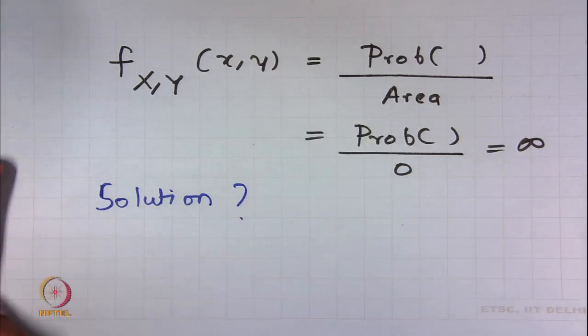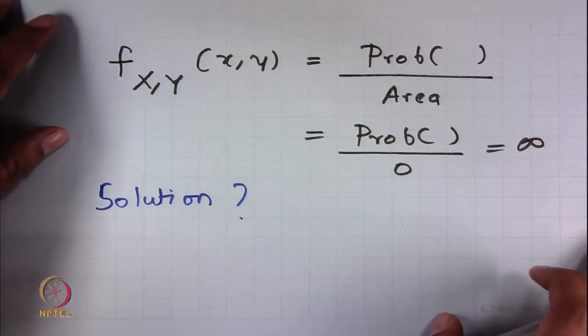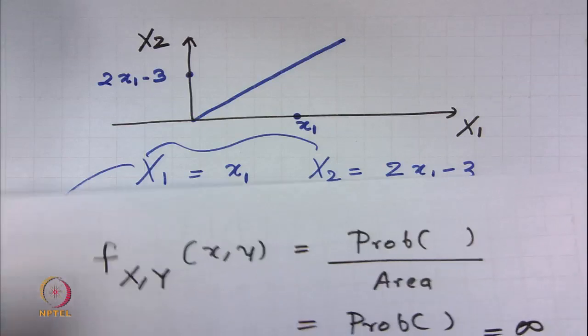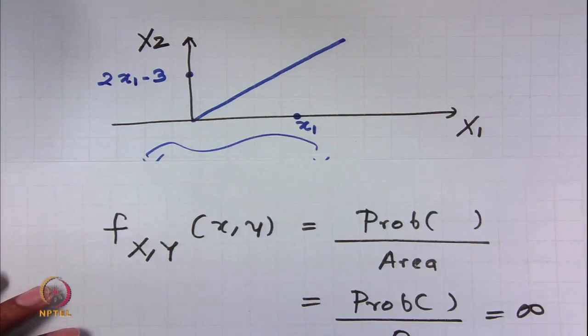Okay. What is the solution if we have a bunch of random variables which are linearly dependent? We have seen that the probability density function would not be defined. Okay. You can also think of it in one more way.